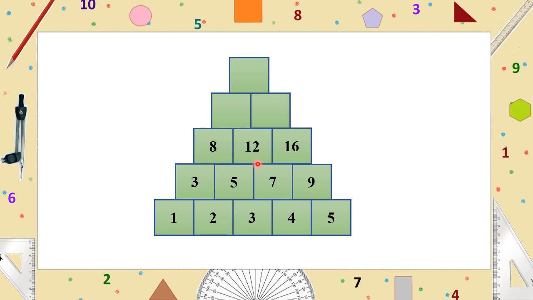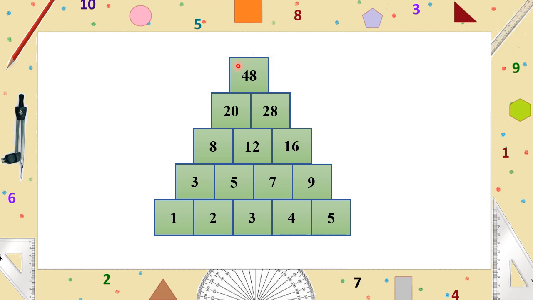8 plus 12 is 20. 12 plus 16 is 28. And 20 plus 28 is equal to 48. Look at the top layer number. The top layer number we got is 48.